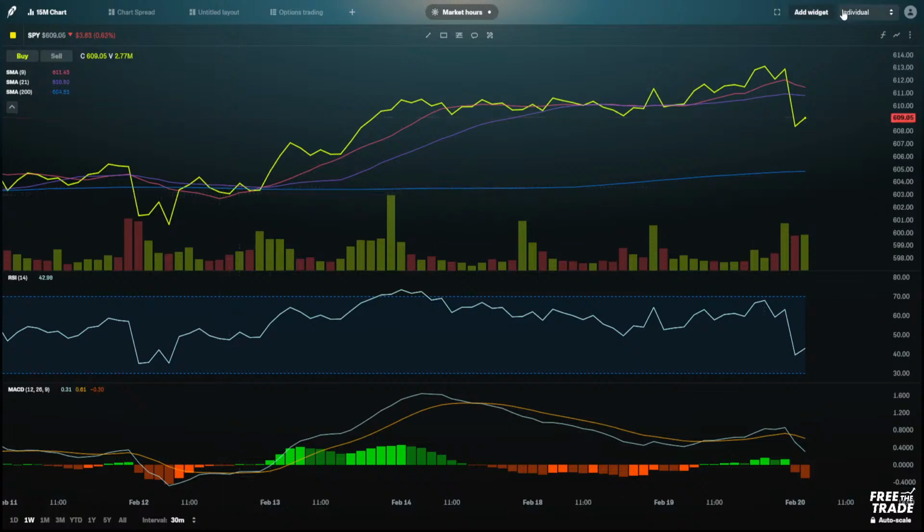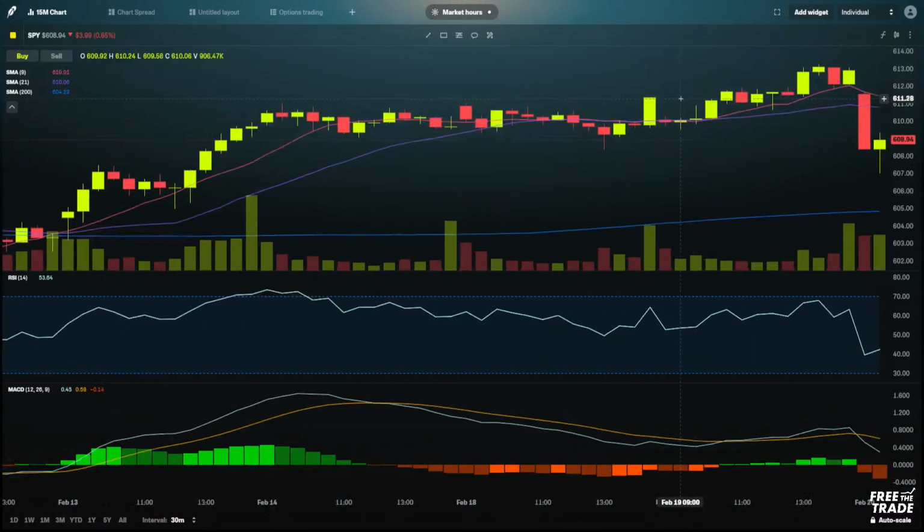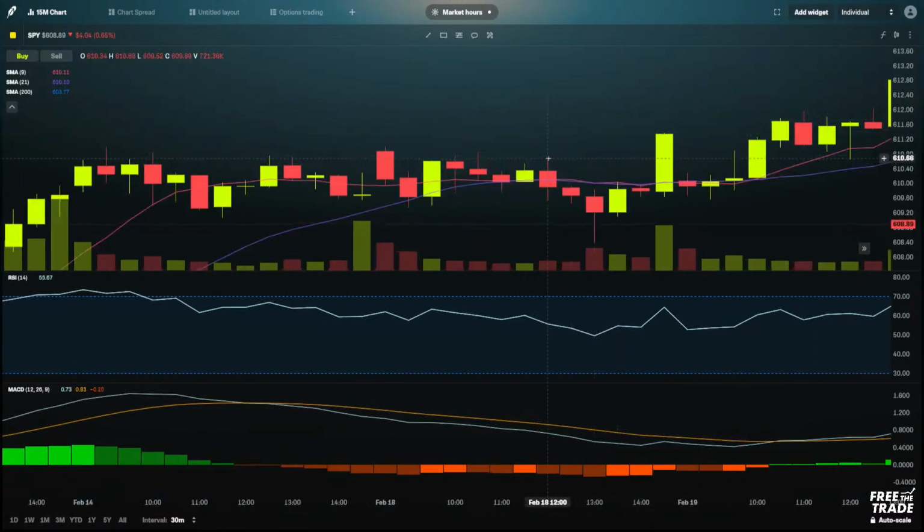If we go to the candles, we can see the tips of these candles here are the high and low. So you have your open and your close, and then you have your highs and your lows. That's what the wicks are, and that's what the actual body of the candles are. So when you see here, you have open, high, low, close. On this one, we have a high of 610 and a low of 609.40.